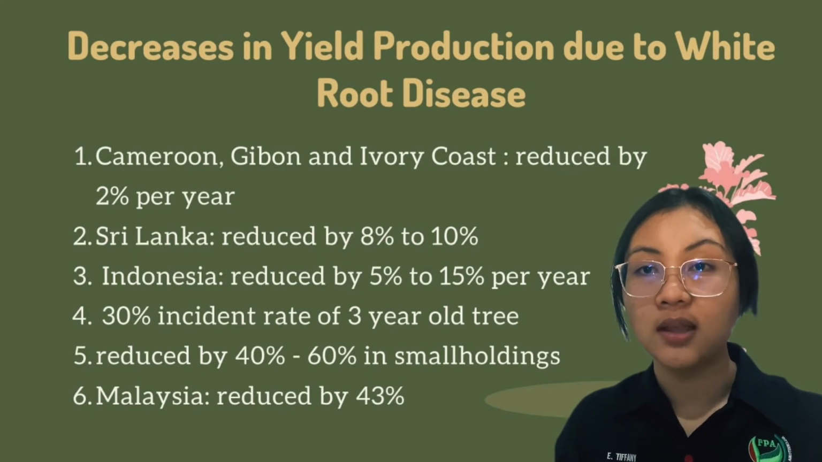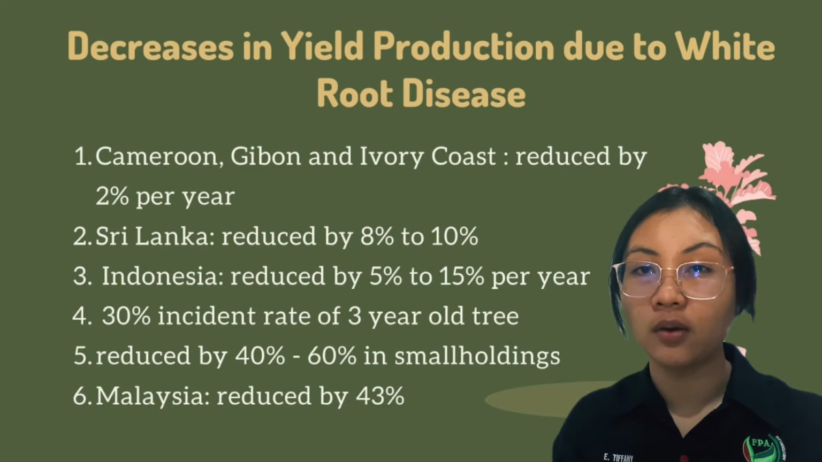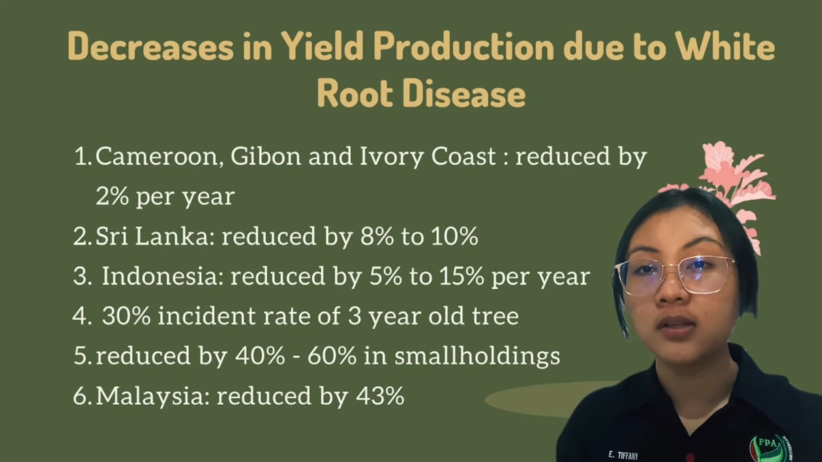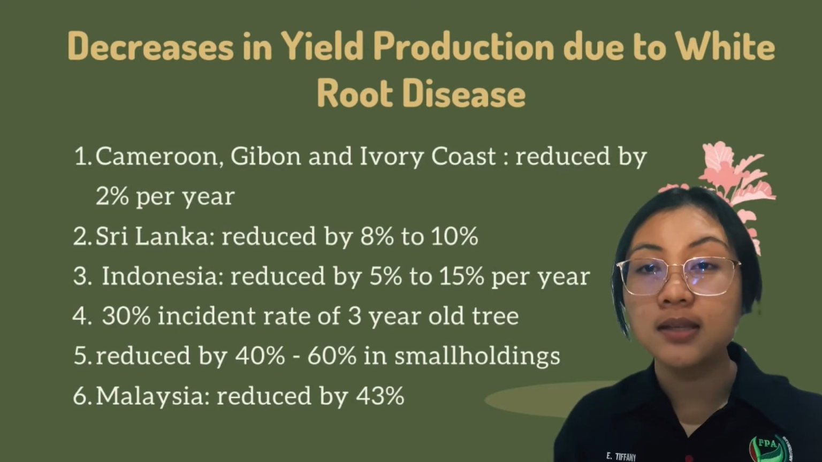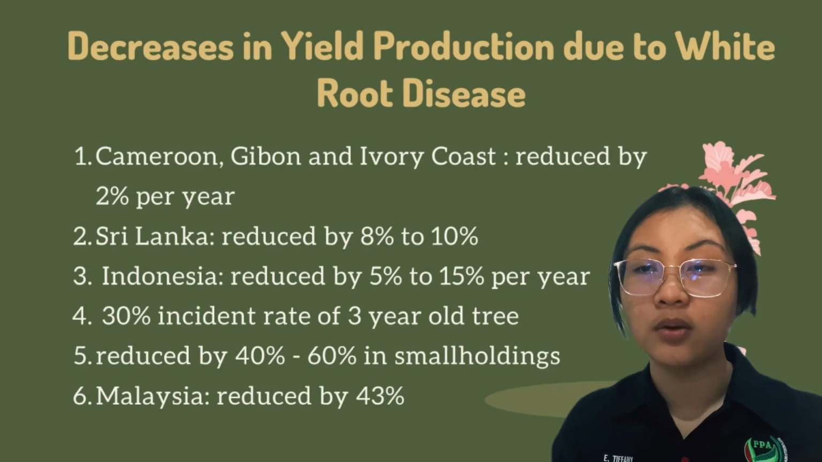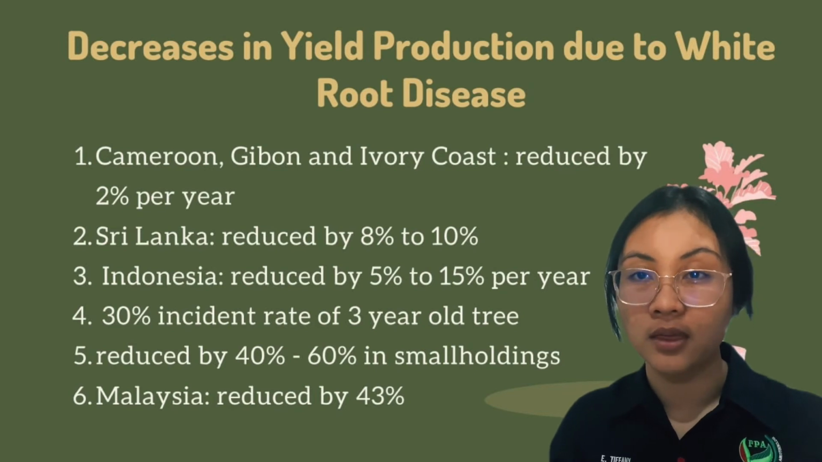In Indonesia, there were many occurrences of blocks of 3-year-old plants with a 30% incidence rate. In smallholdings, the incidence was 40 to 60%. As a result, such areas would need to be replanted early, before the age of 20, as less than 30% of the original stand would remain by then.